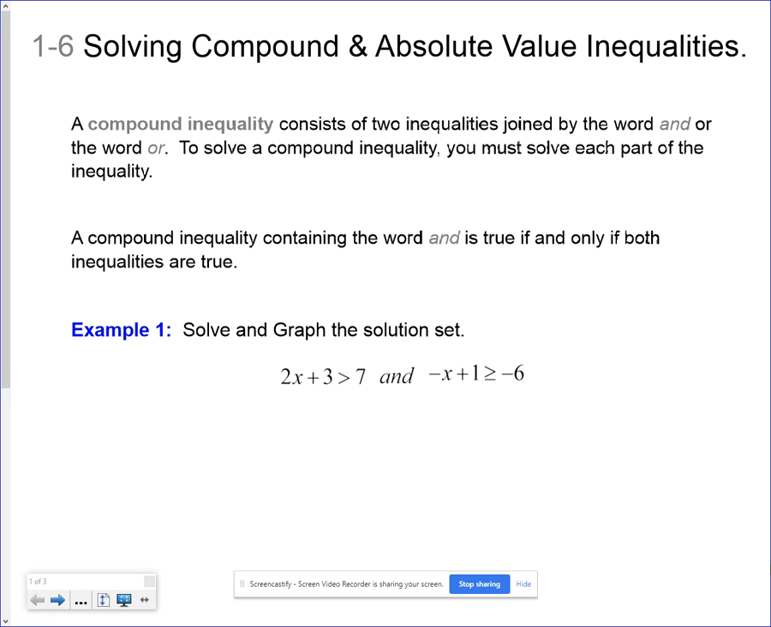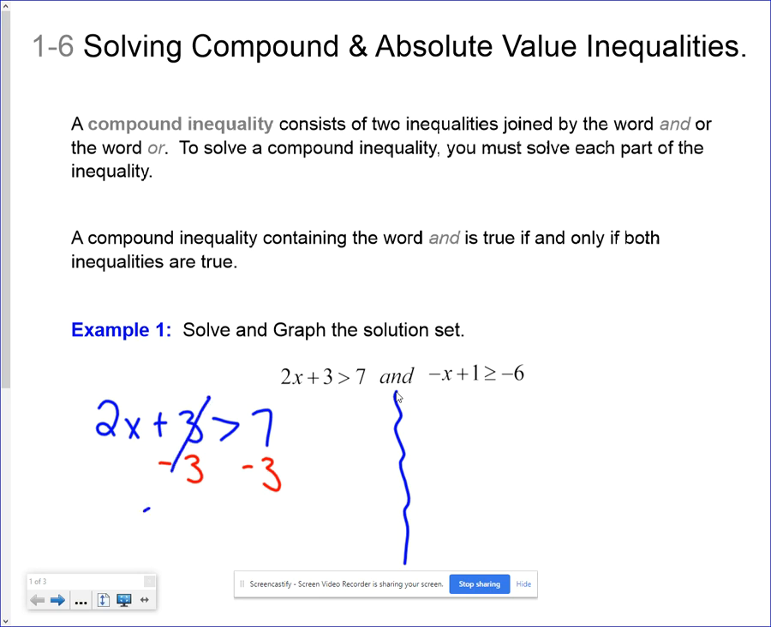Example 1, solve and graph the solution set. See how we have two inequalities here, and in between them we have the word and. This is a compound inequality. It's basically like two problems in one. So we're going to solve the problem on the left side first. So we have 2x plus 3 is greater than 7. To solve this, we would subtract 3 from both sides.